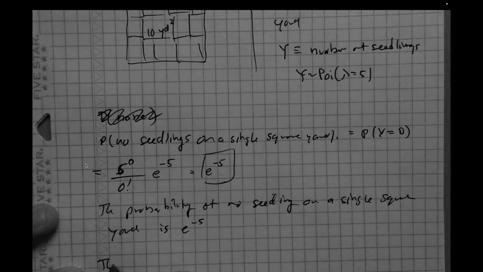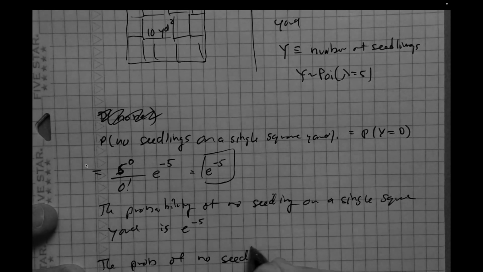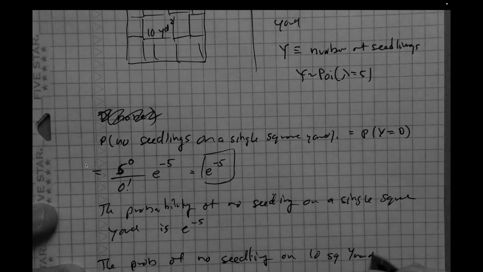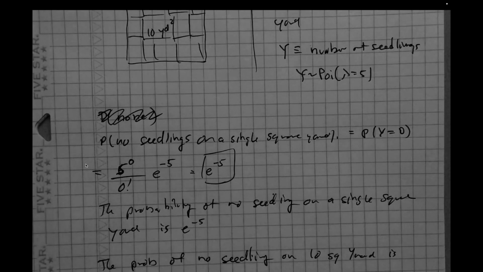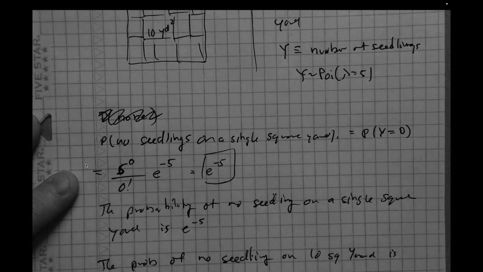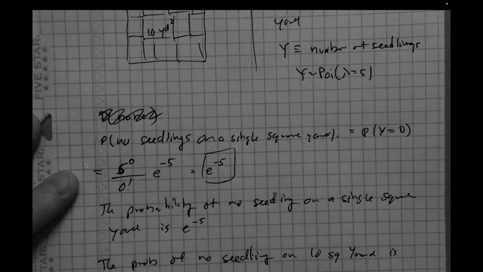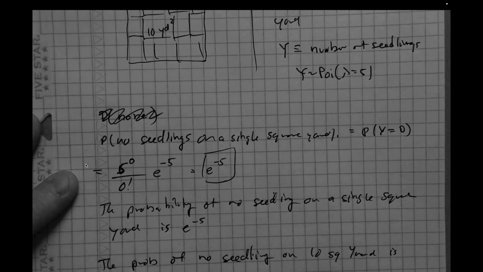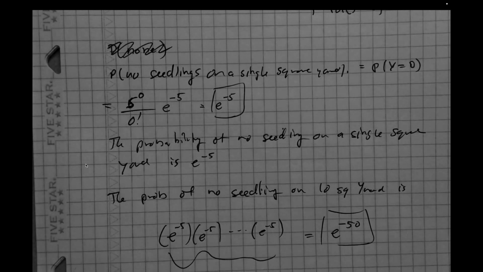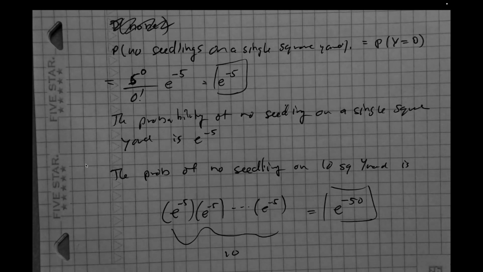So the probability of no seedling on 10 square yards is e to the negative 5, but this is just to the 10th power, right? So 10 of these. So e to the negative 50th power. Sorry about that. Okay. So that's kind of the first approach.